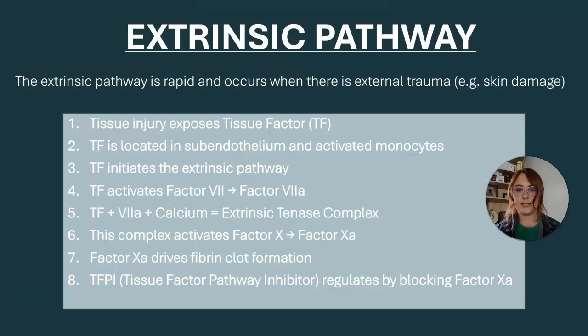The body naturally keeps this pathway in check through the tissue factor pathway inhibitor, which is basically a brake for the blood. Its role is to block factor 10A, stopping it from making too many thrombi.